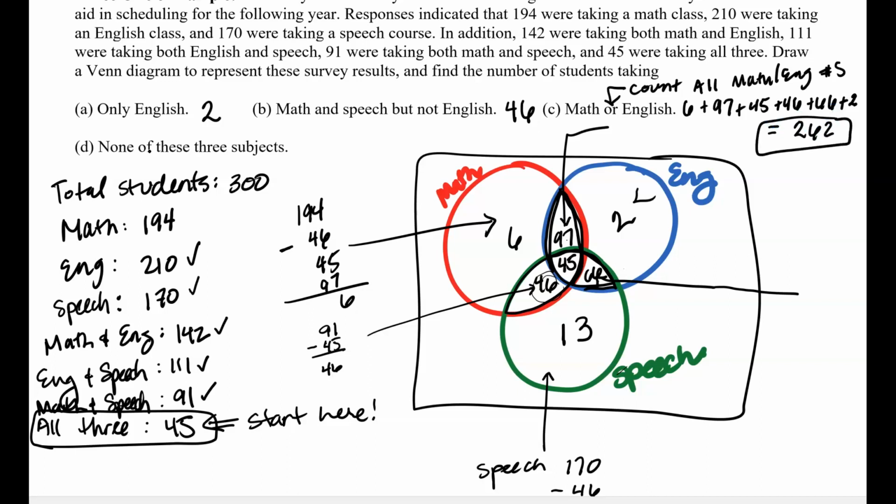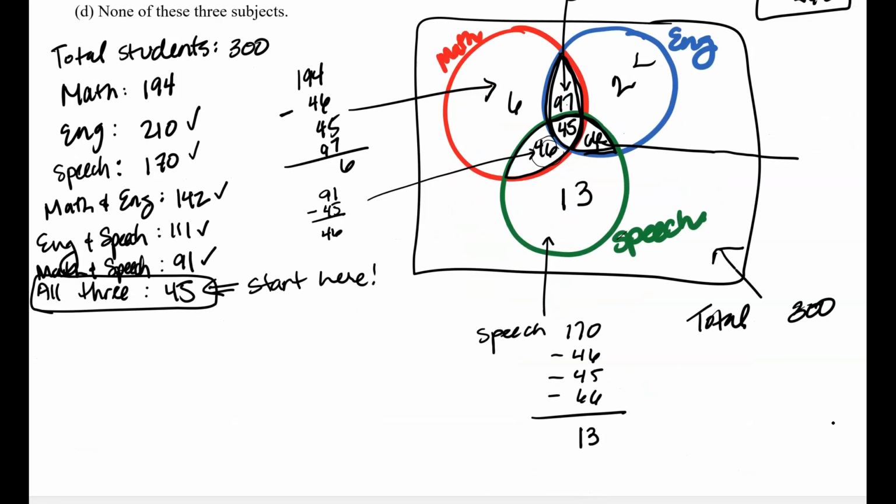And then last, none of these 3 subjects, that's going to be the outside. Oh, and you know what? I didn't actually fill that in. So I'm glad that they asked. So to fill in the outside, let's just take our total, which is going to be 300, and I would use a calculator for this part, and subtract every single number that you see on the inside of the circles, and then you'll get what needs to go on the outside.